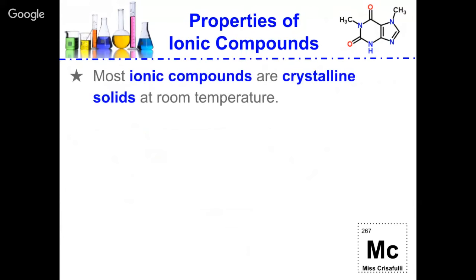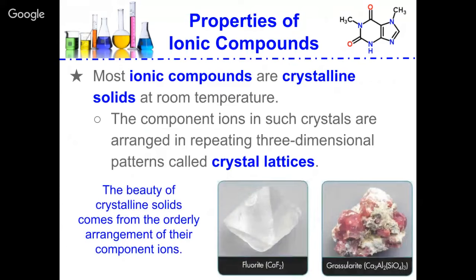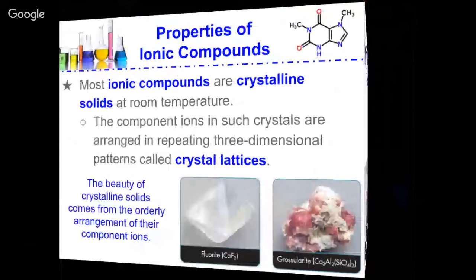So most ionic compounds are crystalline solids at room temperature, and the component ions in such crystals are arranged in repeating 3-dimensional patterns, which are called crystal lattices. And so the beauty of the crystalline solids comes from the orderly arrangement of their component ions. So remember, these are in repeating patterns, and those repeating patterns make these crystal lattices.